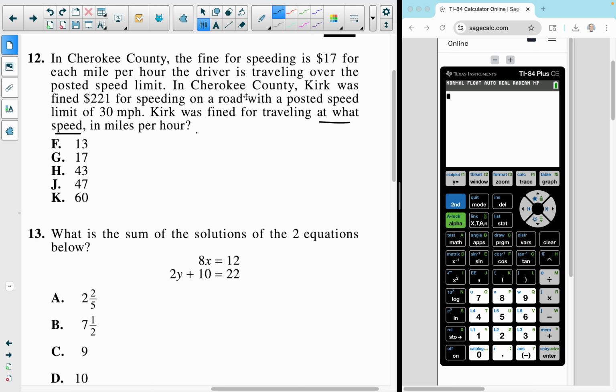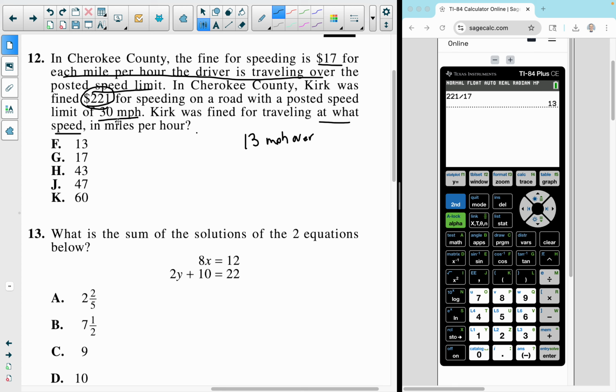In Cherokee County, the fine for speeding is $17 for each mile that the driver is traveling over the posted speed limit. So in Cherokee County, Kirk was fined $221 for speeding on a road with a posted speed limit of 30 miles per hour. So first we have to figure out how many miles per hour he was going over. If he was charged $221, I take $221 and divide that by 17 to know how many miles per hour he was going over. So he was actually going 13 miles per hour over.